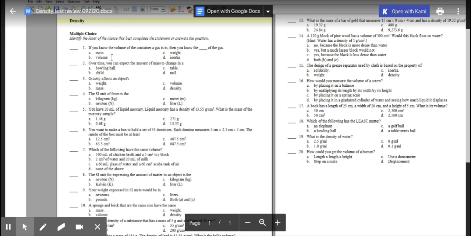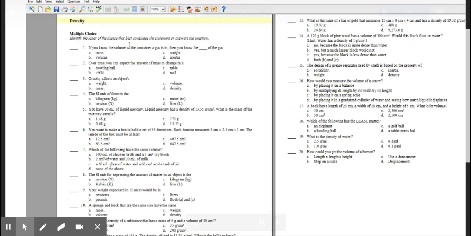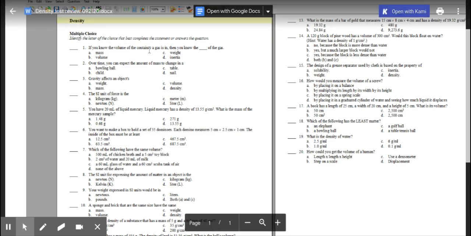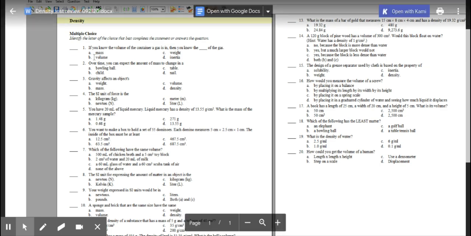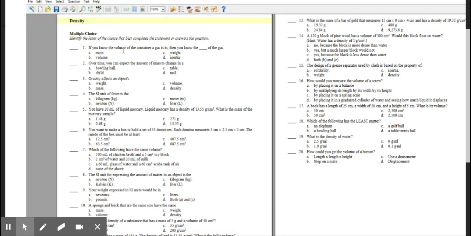Number one, volume means space. Volume means space of a container. If you know the space of the container of gas, then you know its volume. Gas fills whatever container it's in. So that is its space, its volume. Same.